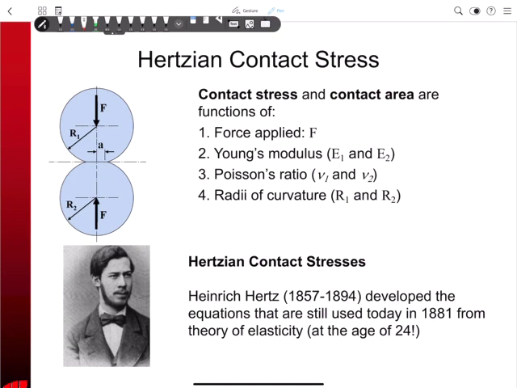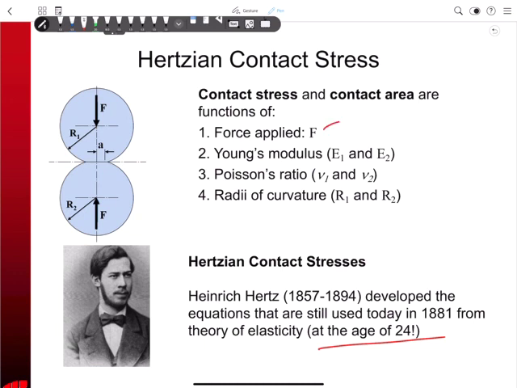What I think is really cool about this is, you have two spheres or two cylinders in contact with each other. The cylinders contact at a line, the spheres contact at a point. Of course, we know that doesn't happen. They must deflect a little bit. And this was all determined by Heinrich Hertz when he was 24 years old. Amazing. He did this all analytically. He just thought about how these two things interact, and he went through and calculated all this stuff as a 24-year-old.